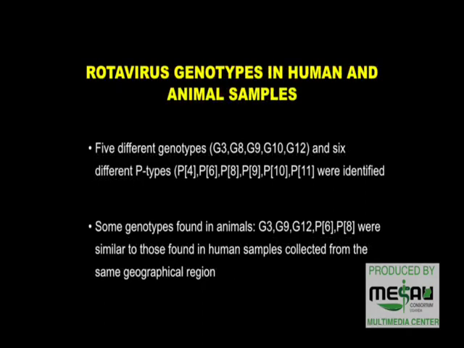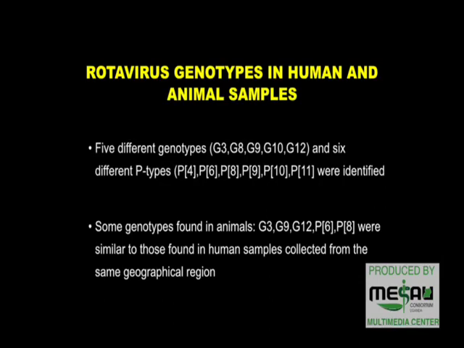On genotyping, we found many genotypes. There are 5 different G types, G3, G8, G9, G10, and G12 in the animal samples, and we found 6 different P types. That's P4, P6, P8, P9, P10, P11. This is the animals. And what we noted is that the genotypes G3, G9, G12, P6, P8, which were recorded in the animal samples, were similar to what we had found in study 1.